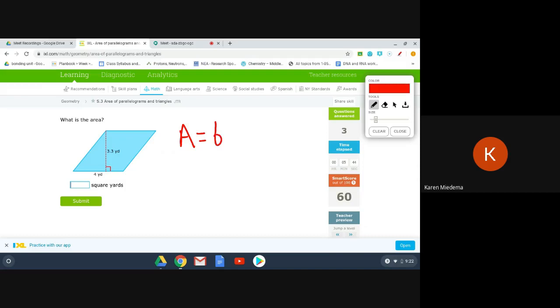So area of a parallelogram is base times height. Area equals 4 times 3.3. We're going to go ahead and multiply. 4 times 3.3 is 13.2. Just make sure that you don't round these off in IXL. Don't just put 13, you actually need to put 13.2.